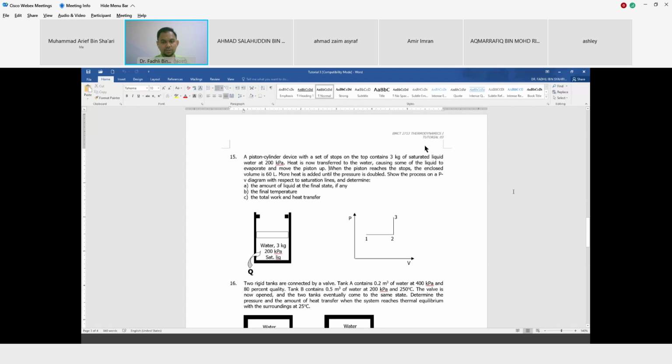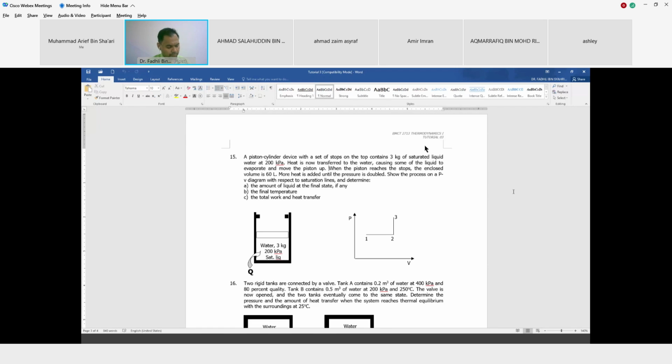When the piston reaches the stops, the enclosed volume is 60 liter. More heat is added until the pressure is doubled. Show the process on a PV diagram with respect to saturation lines, determine first the amount of liquid at the final state, the final temperature, and the total work and heat transfer.